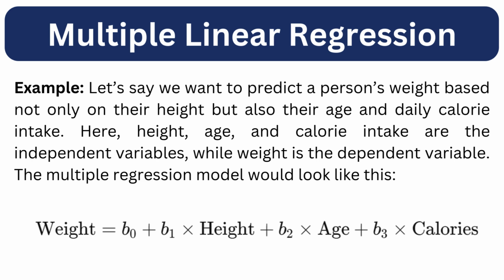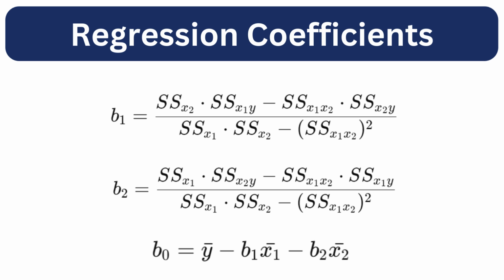For example, we want to predict a person's weight not just based on the height but also on their age and daily calorie intake. Here height, age and calorie intake are the independent variables while weight is the dependent variable. So our multiple regression model would look like this. With more predictors, this model can potentially capture more detailed relationships, giving us a better understanding of what influences our dependent variable. Let's discuss how to calculate the coefficients of multiple regression.